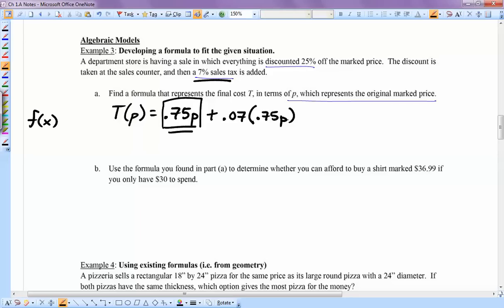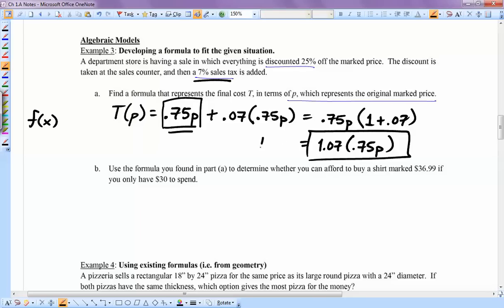Now, if you wanted to simplify this a little bit, you could. You could take out a 0.75p, and you're left with 1 plus 0.07. So that gives you 1.07 times 0.75p. Doesn't really matter to me if you simplify that or not. So that would be the final cost T in terms of P.